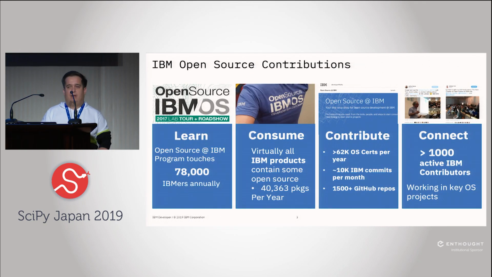Basically, when I talk about IBM, I think a lot of people think that we do a lot of proprietary software, and we are actually contributing a lot to open source software. We do over 100K commits per month. We consume it in most of our products. We also have a lot of learning and connect with the communities to teach others how to utilize and contribute to the projects that we are working on.